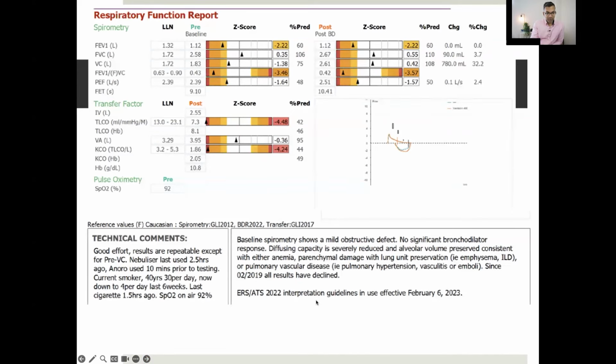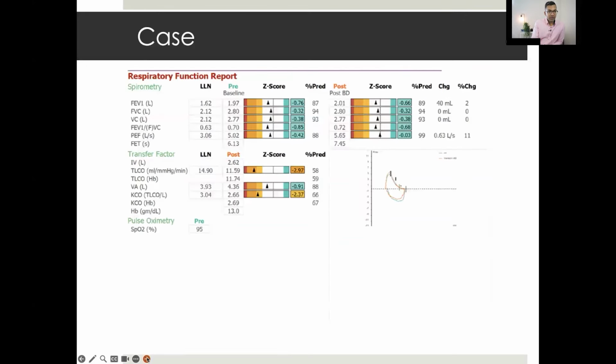They give a lot of history here, but essentially, there's a smoker, no reversibility, obstructive. They talk about mild obstructive, but according to the GOLD classification it would be maybe a moderately obstructive defect. And you've got a definite decrease in diffusion capacity. When corrected for volumes, it works out. This is parenchymal damage with lung unit preservation. It's emphysema. Good. Respiratory function report. Next one.